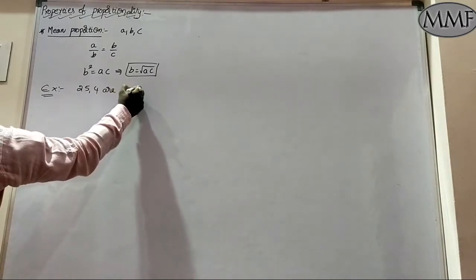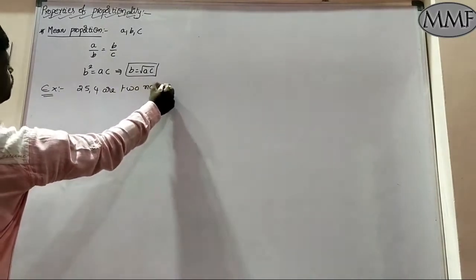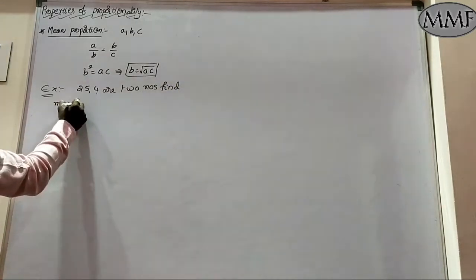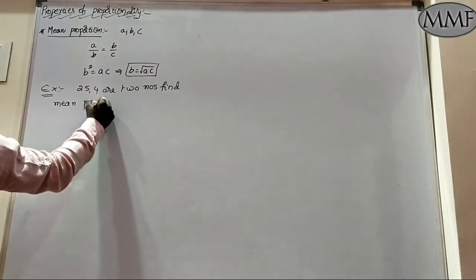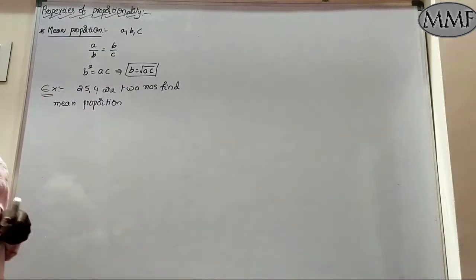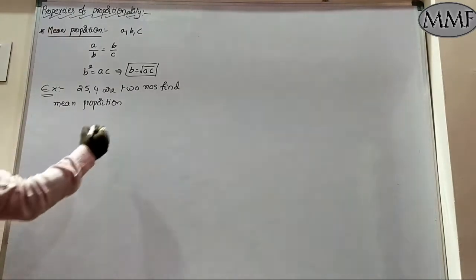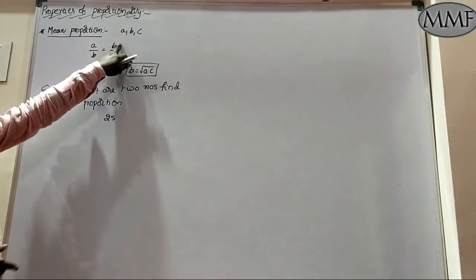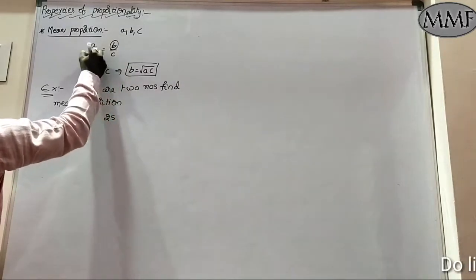are two numbers. Find the mean proportion. You should not learn by heart B is equal to root AC. You follow the logic. Very simple. The first number is A. For the mean proportion, he is asking for the second letter B. Clear or not? He is asking the second letter B.